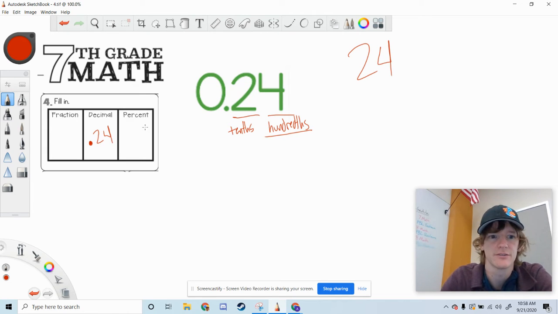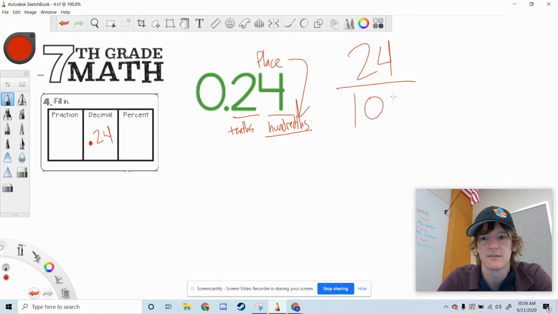So this is how we're going to do this in order to go to a fraction. We look at the place value that it's in. Its place is the hundredths, and the place is going to tell us what our denominator is. Now this can be simplified.